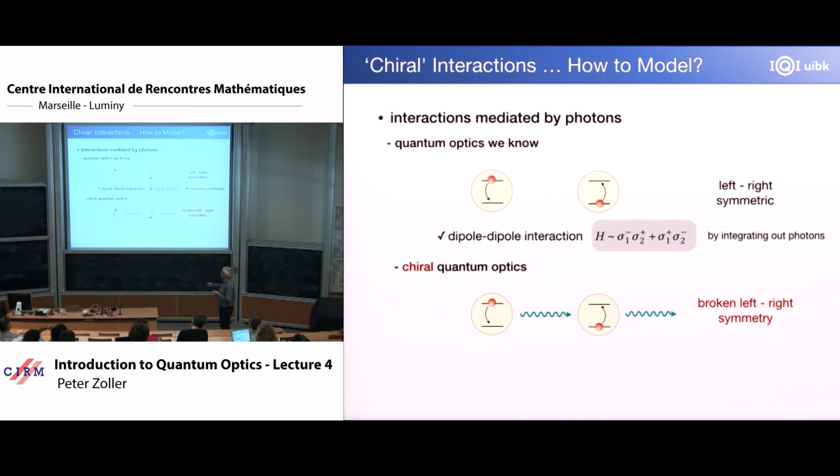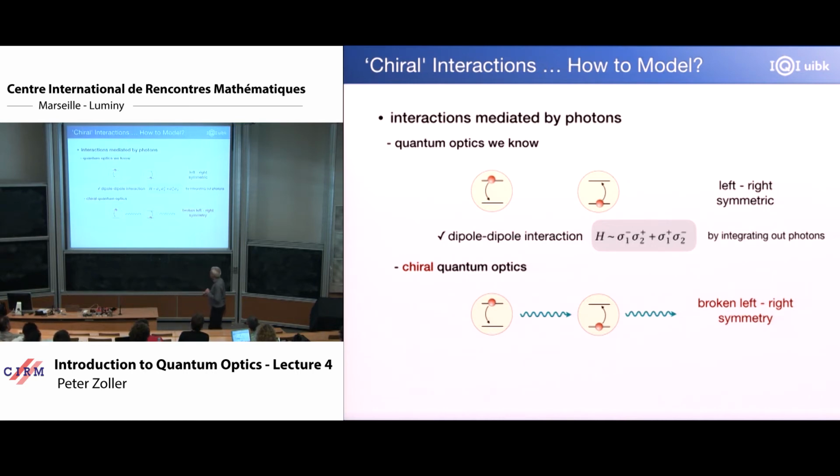So you can see that you would have a term where this thing goes down here, emits a photon, but this photon only goes one way. It can be absorbed by this one, but then this one emits, it sort of goes here to the right. So this is this broken left-right symmetry that I was talking about.